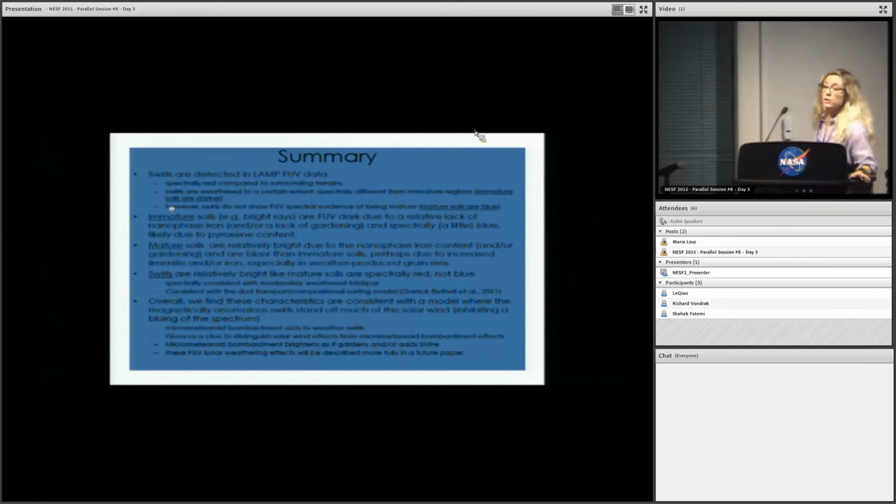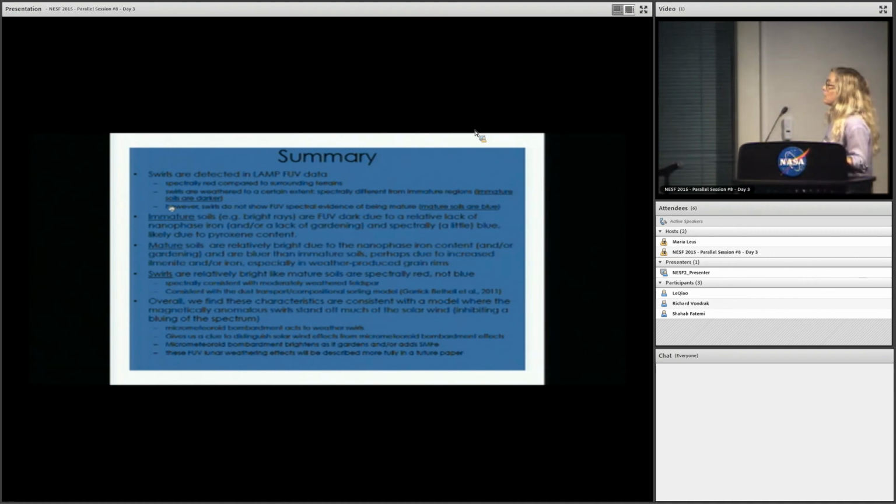We think that they are actually weathered to a certain extent because they're spectrally different from immature regions, because the immature regions are darker. But they don't show the spectral evidence of being mature because they're not spectrally blue in the FUV. Immature soils, such as bright rays, are dark in the FUV due to a relative lack of nanophase iron, or perhaps a lack of gardening, a different compaction effect.